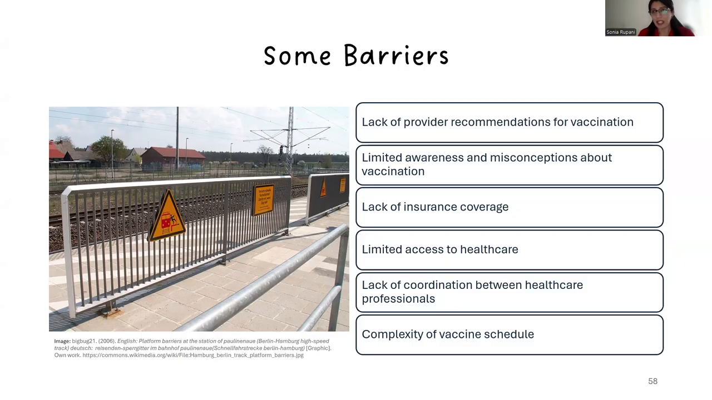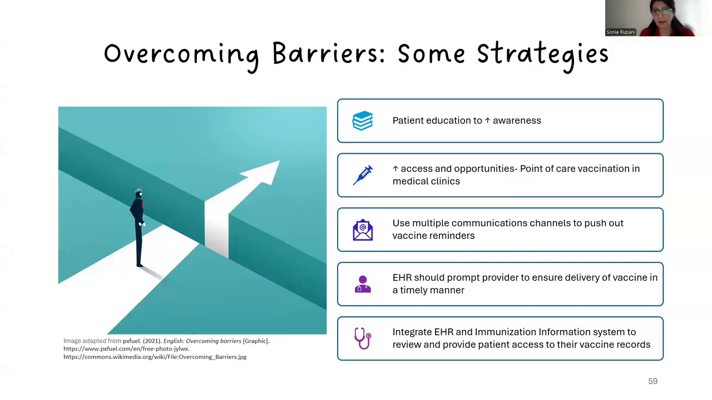Lack of coordination with healthcare providers, so they may have gone to our specialist and primary may think specialist is going to do it and specialist may think primary will do it. So lack of that communication, and complexity of the vaccine schedule, where they've got the first dose and then they forget about the second dose. They need to come back. When do I need to come back? And then they forget about it. So that complexity also plays a role.